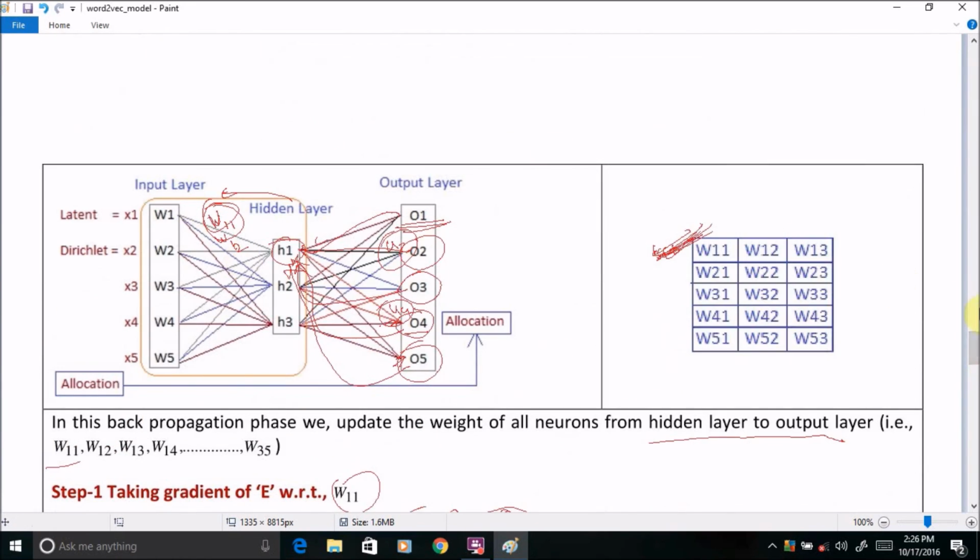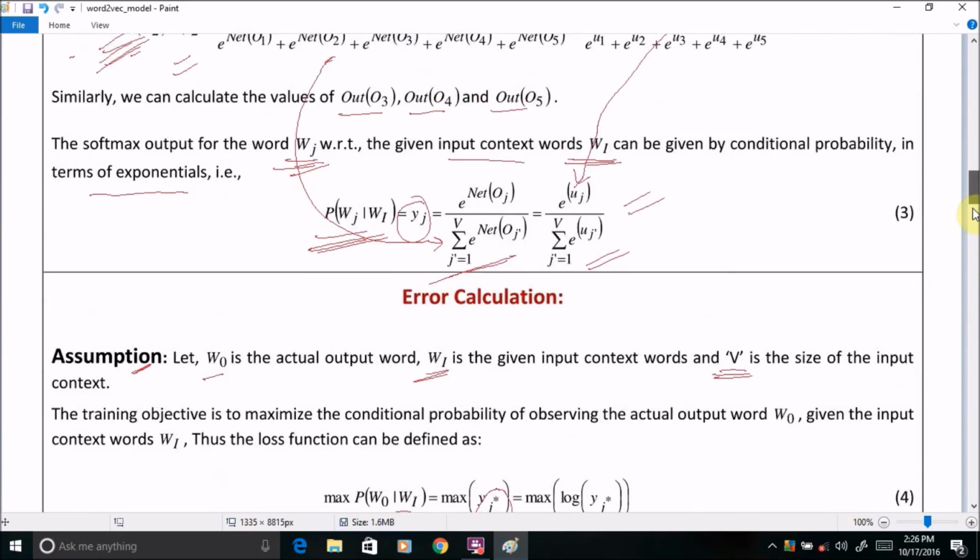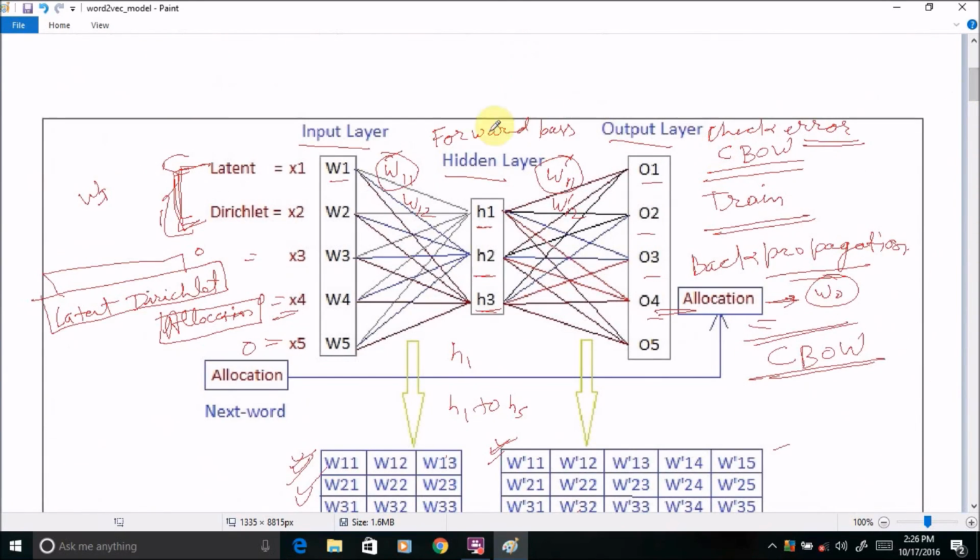We will repeat the entire process of forward pass, error calculation and back propagation until we get the optimal weights of all neurons. After that we will apply the next phase, which is the test phase. We just pass the input value, and the test phase is very simple. As in the traditional artificial neural network, it is just a forward pass, which generates the prediction probability, and based on the prediction probability we can identify the missing word for the given context word.